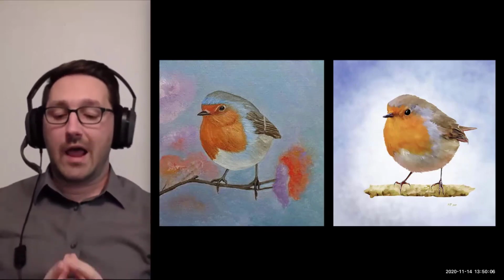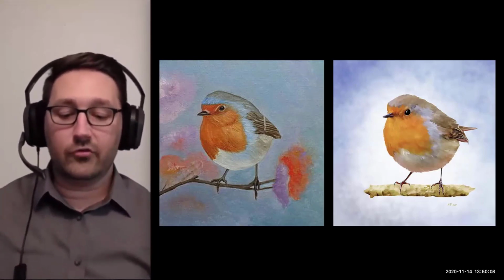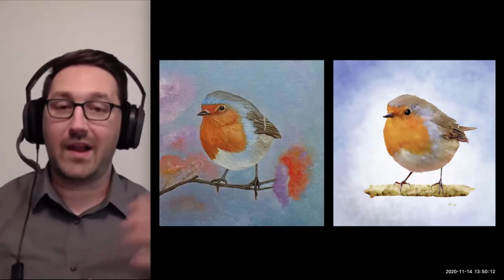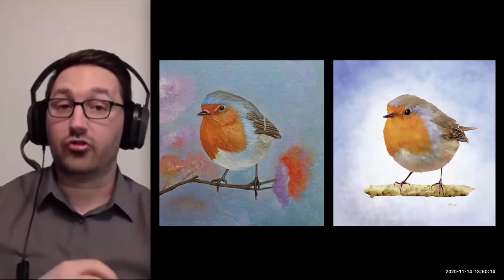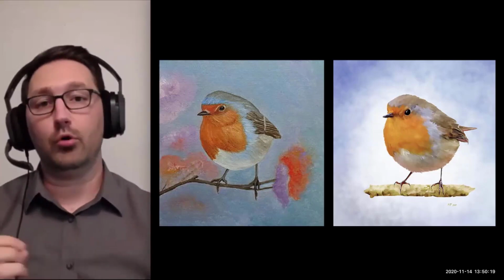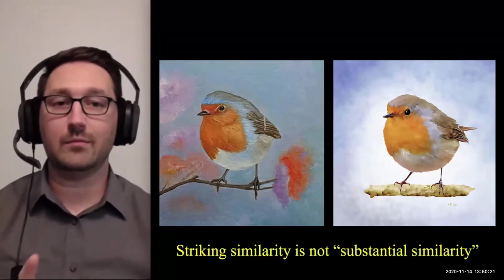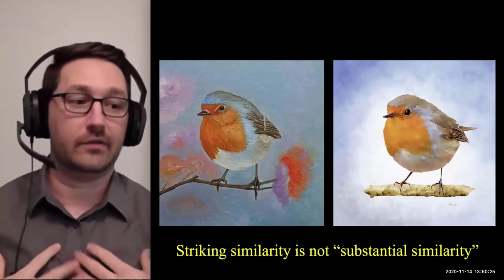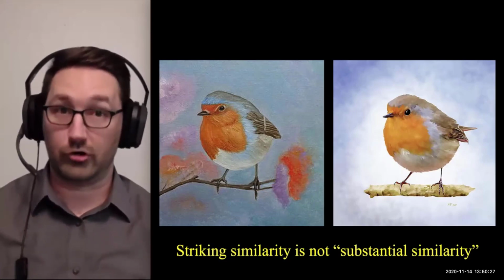So you can think about how many paintings or photographs or drawings or written descriptions of the Grand Canyon, of Mount Everest, or Donald Trump are strikingly similar. Many of them will necessarily be so, but it's important to understand when it comes to copyright law that striking similarity is not substantial similarity. So in my view, to my eyes, these two paintings of a robin look strikingly similar.